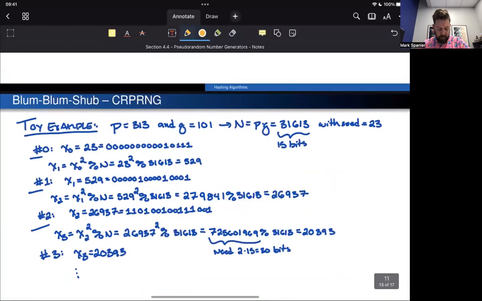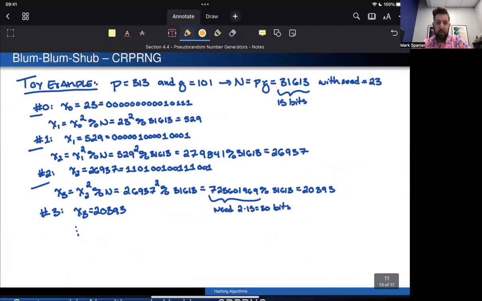Just a really small toy example to see it in action. Here I randomly grabbed a couple of very small primes. P is 313, which is this nice palindromic prime, and Q is 101. If you multiply those together, you get another palindromic number, 31613. That number is 15 bits long, so you can see that we doubled the length by multiplying those together.